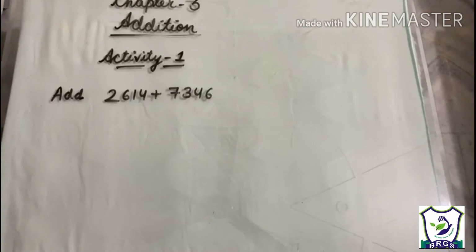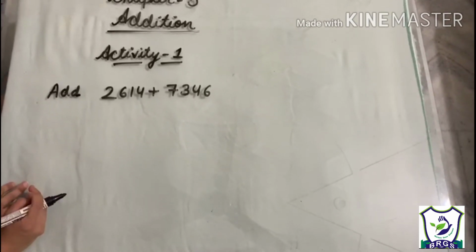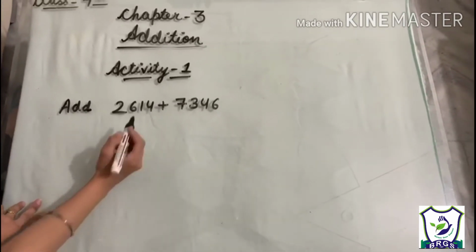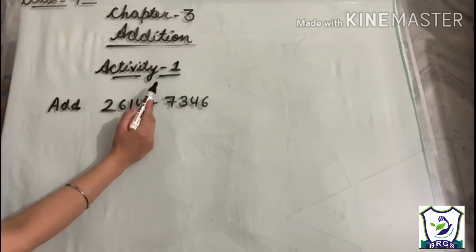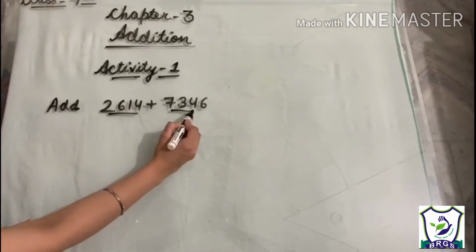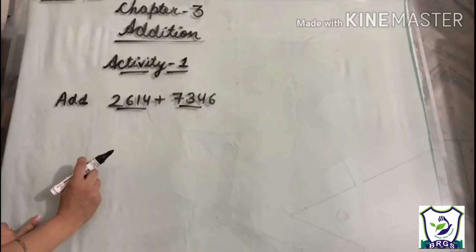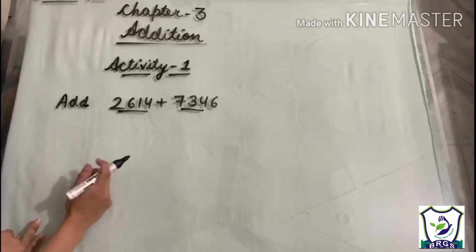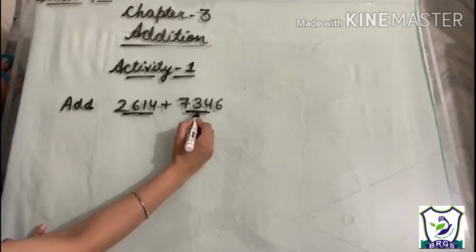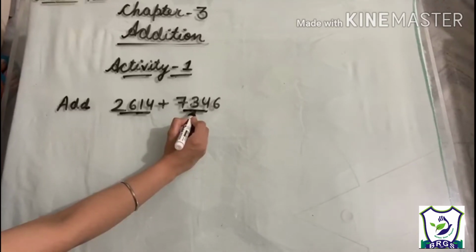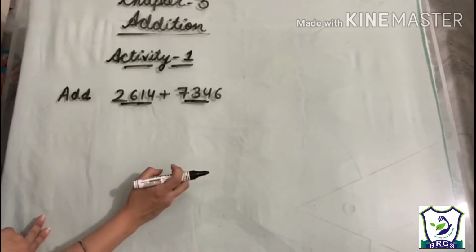In your activity 1, you have all the numbers of 4 digits. Let us see one example, using all the steps which I have just told you. In your activity 1, you will find all the questions in 4 digits. What is our first step? Our first step is to arrange these addends. The numbers which are to be added are called addends and the result which we get is called the sum.